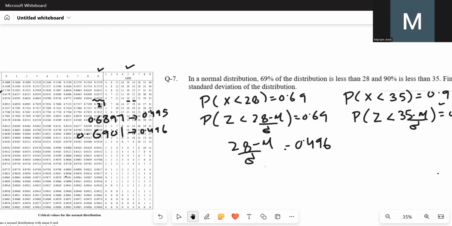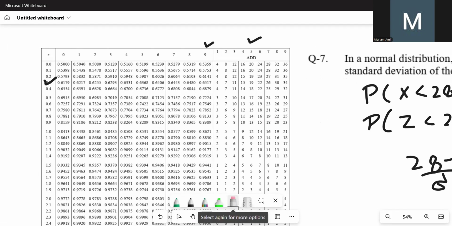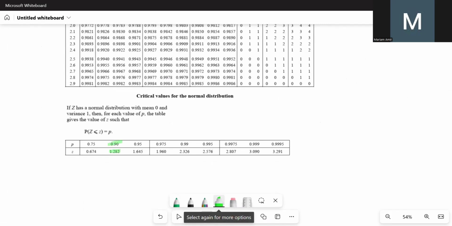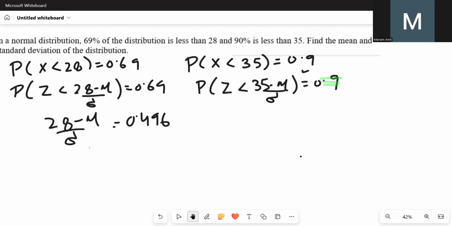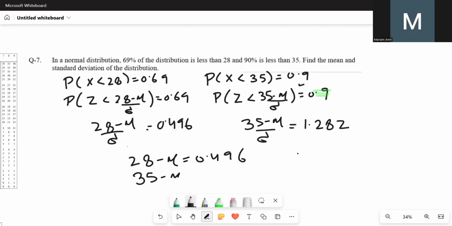Now we need to find the z-score corresponding to 0.9. Again, you won't be able to find exactly 0.9 in the probability table. However, notice that at the bottom of the table, you're given the z-score corresponding to 0.9. So always, whenever you can't find a particular probability in the table, always look at this bottom table. So it's 1.282. So 1.282 is the z-score. So (35 minus mu) over sigma is equal to 1.282. Now we have to solve these simultaneously. The simultaneous solution carries 1 mark. So this could be equation 1, and this could be equation 2.